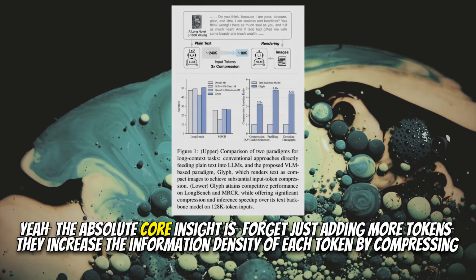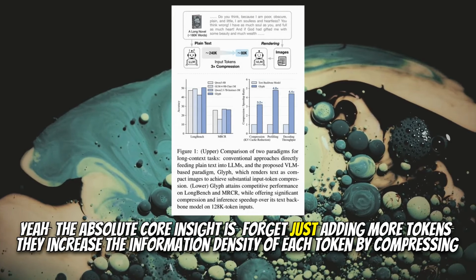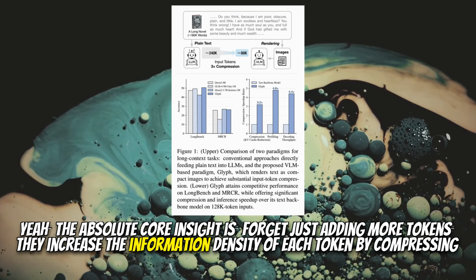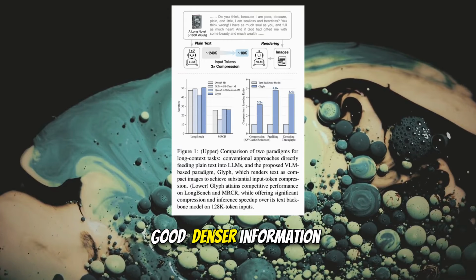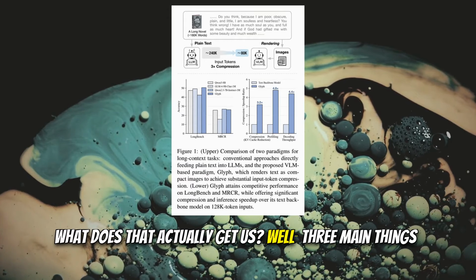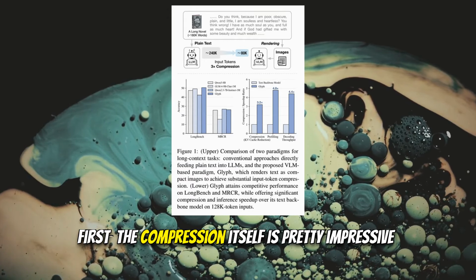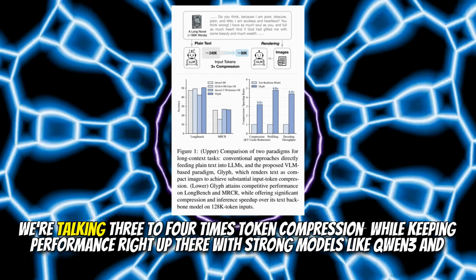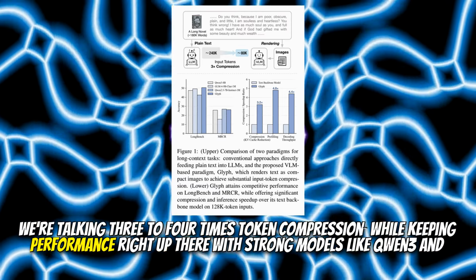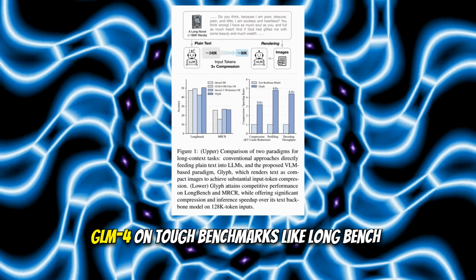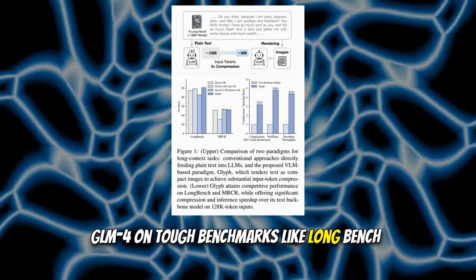Yeah, the absolute core insight is forget just adding more tokens. They increase the information density of each token by compressing text visually. Okay, denser information. What does that actually get us? Well, three main things. First, the compression itself is pretty impressive. We're talking 3 to 4 times token compression, while keeping performance right up there with strong models like Qwen 3 and GLM-4 on tough benchmarks like Longbench.